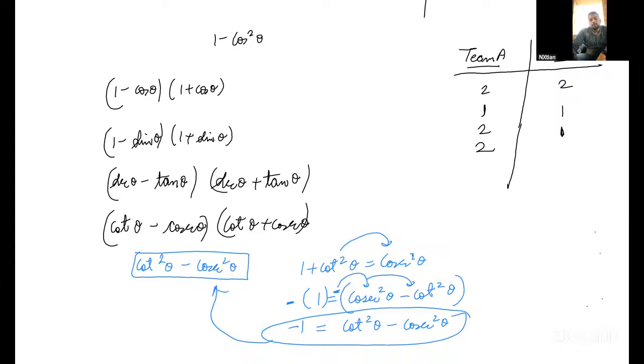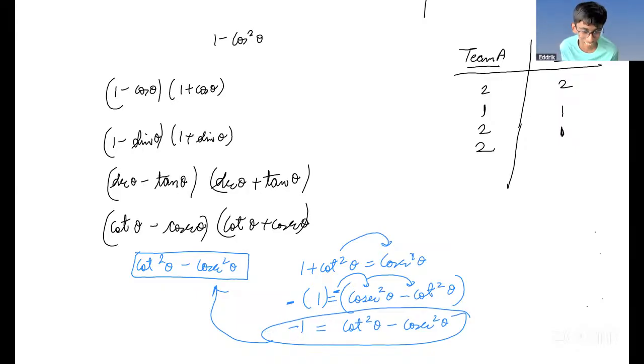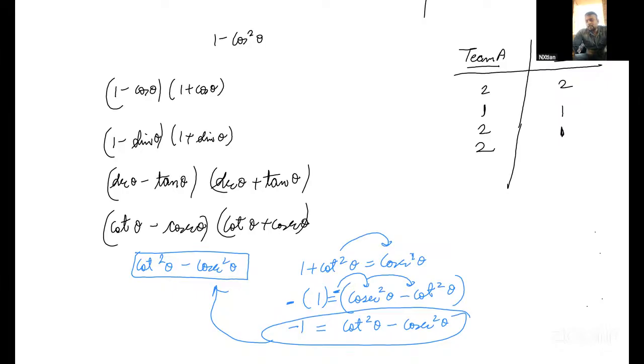Did you understand? Yes or no? Edric? Yes. You have to know this. But basically, it should be cosec theta minus cot theta into cosec theta plus cot theta. So I gave you a simple question, but it's a little tricky question. So for that, you will get 1 mark. Okay. Team A is winning, guys.